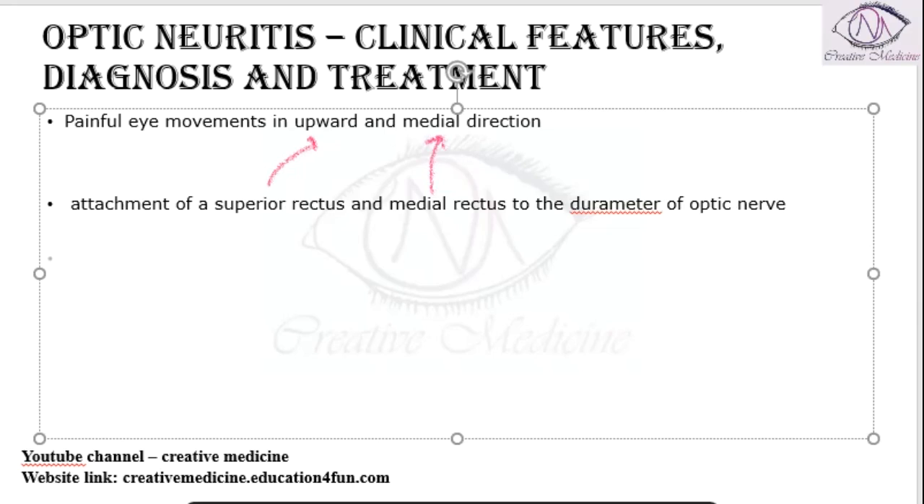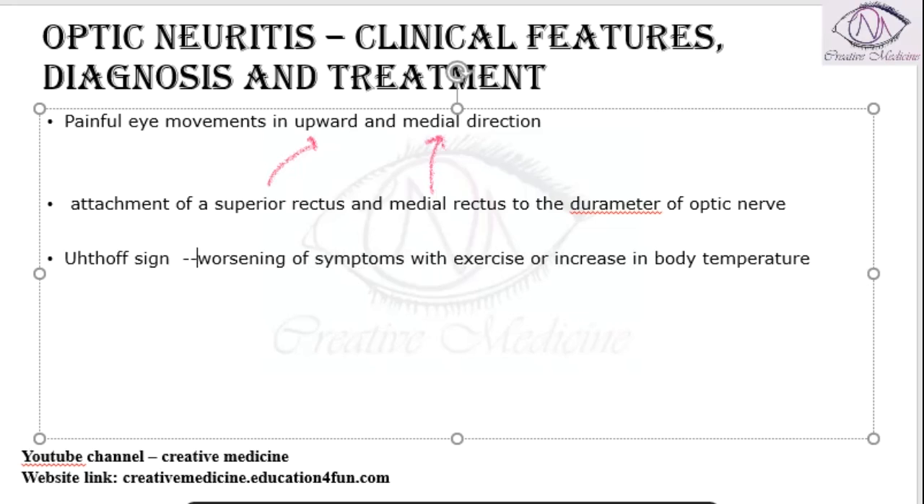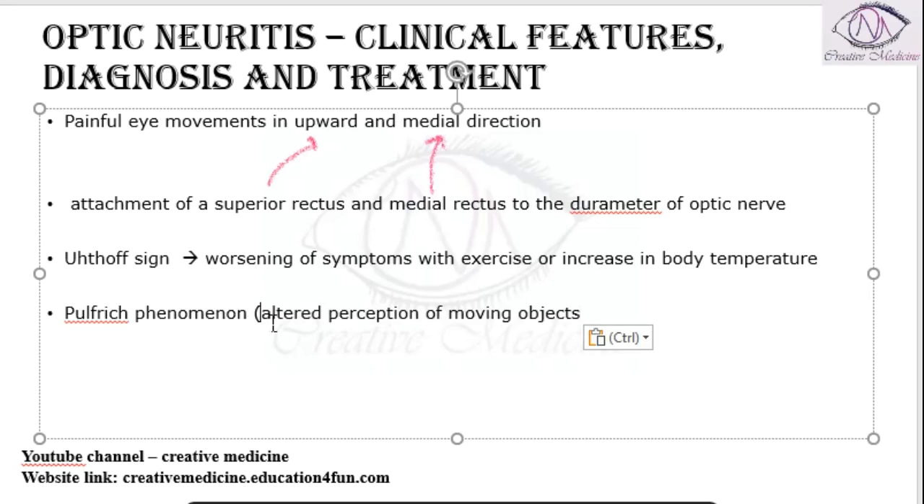In Uhthoff's sign, the symptoms of optic neuritis will worsen either by increasing exercise or by increasing the body temperature. The symptoms will worsen. Then we have Pulfrich phenomenon. In Pulfrich phenomenon, there is alteration in the perception of moving objects.